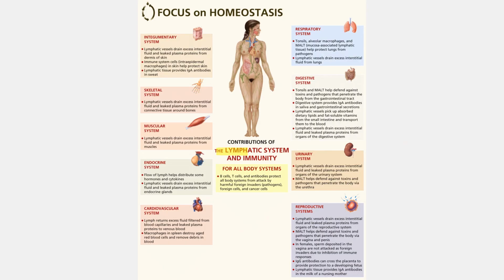So the lymphatic and immune system has a lot of influence on other systems when it comes to homeostasis. Lymph is going to drain excess interstitial fluid from almost every other system so that you don't have edemas everywhere. Edemas are going to be that accumulation of fluid in other body systems. The lymphatic system also helps to defend every other system against pathogens and microbes. So it is a very, very important system overall.